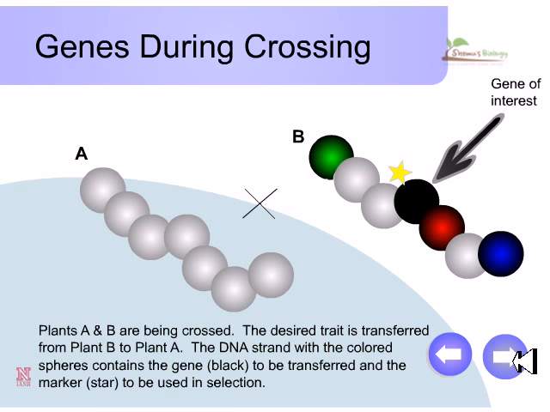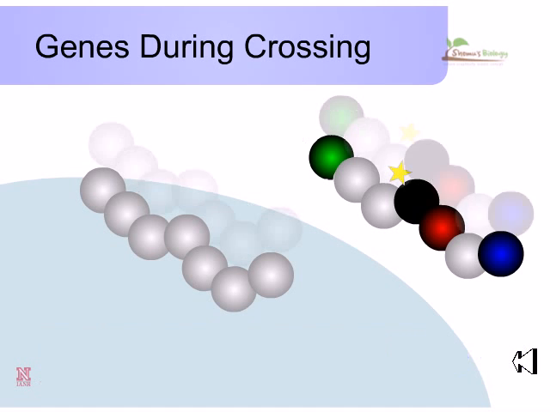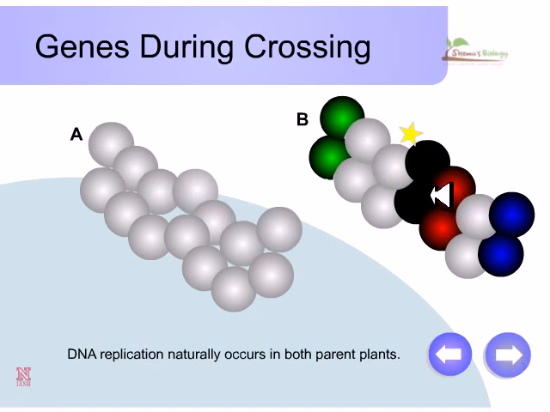Plants A and B are being crossed. The desired trait is transferred from plant B to plant A. The DNA strand with the colored spheres contains the gene, which is black in color, to be transferred and the gene marker to be used in the selection. The marker gene is shown with the star.